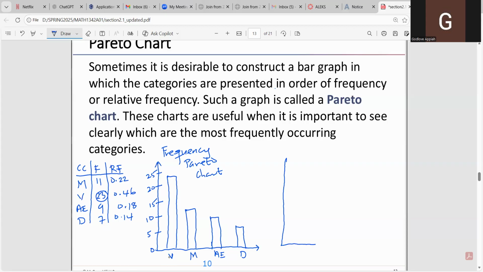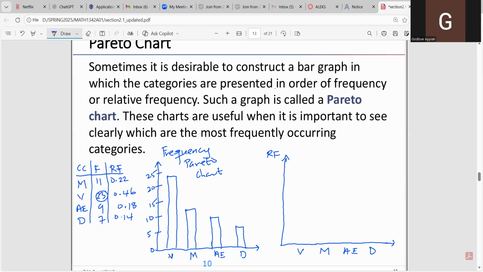We're going to call this a relative frequency Pareto chart. Again, we're going to have the categories on the horizontal axis, and the relative frequencies will be on the vertical axis. So over here, I'm going to have the relative frequencies, and down here, I'm going to have the categories. Again, I'm going to present this in order from largest relative frequency to smallest relative frequency. So again, I'm going to have Visa, MasterCard, followed by American Express, and then followed by Discover.